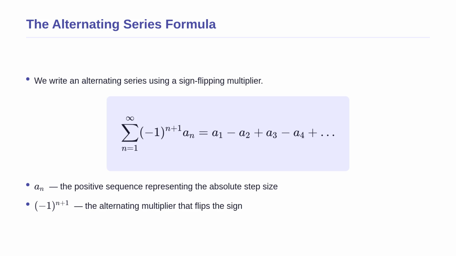Now that we understand the idea of moving back and forth, let us look at how we write this mathematically. This formula is the standard representation of an alternating series. The large summation symbol tells us we are adding an infinite number of terms. The variable a sub n represents the absolute size of each step, which is always positive. The magic happens with the negative 1 raised to the power of n plus 1. This acts exactly like a light switch.